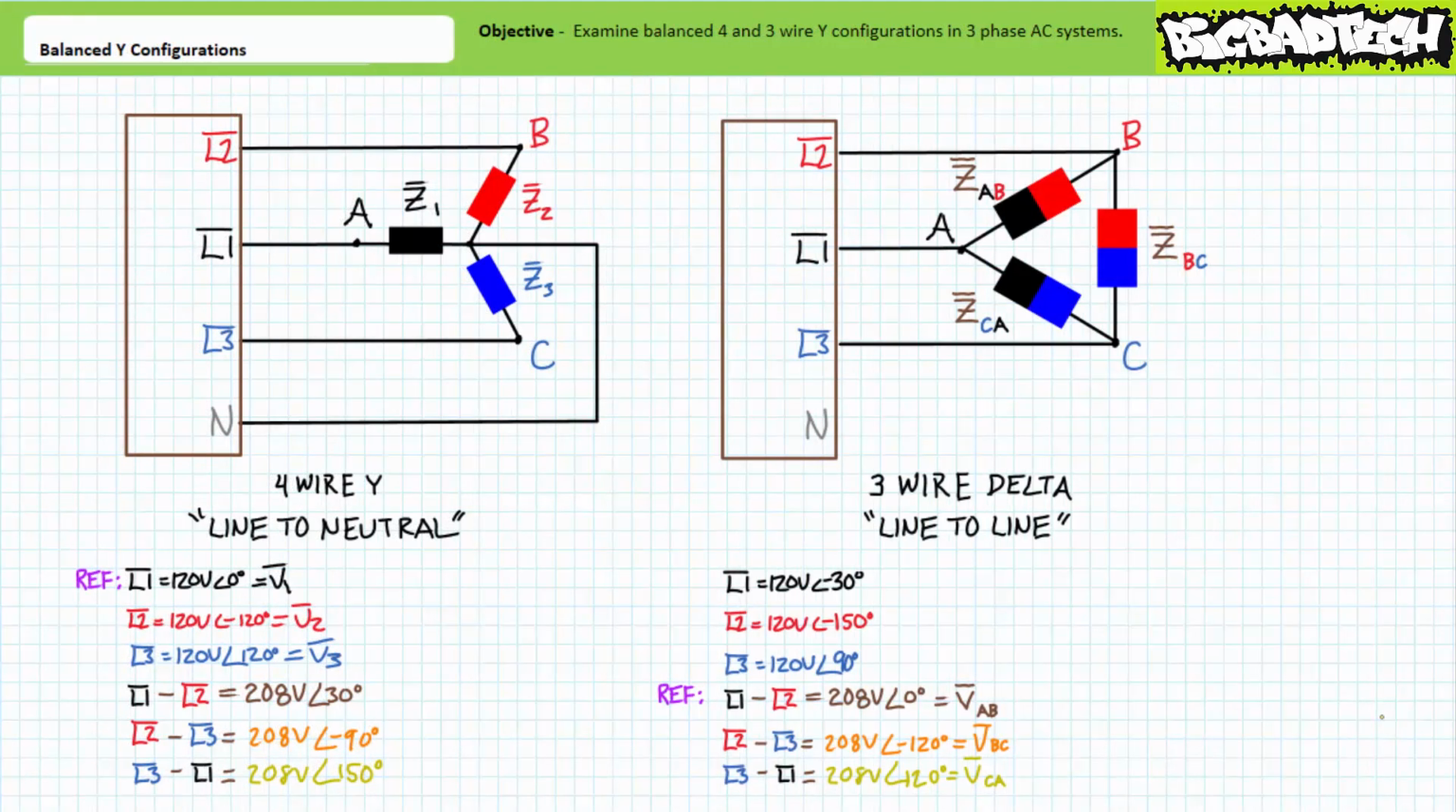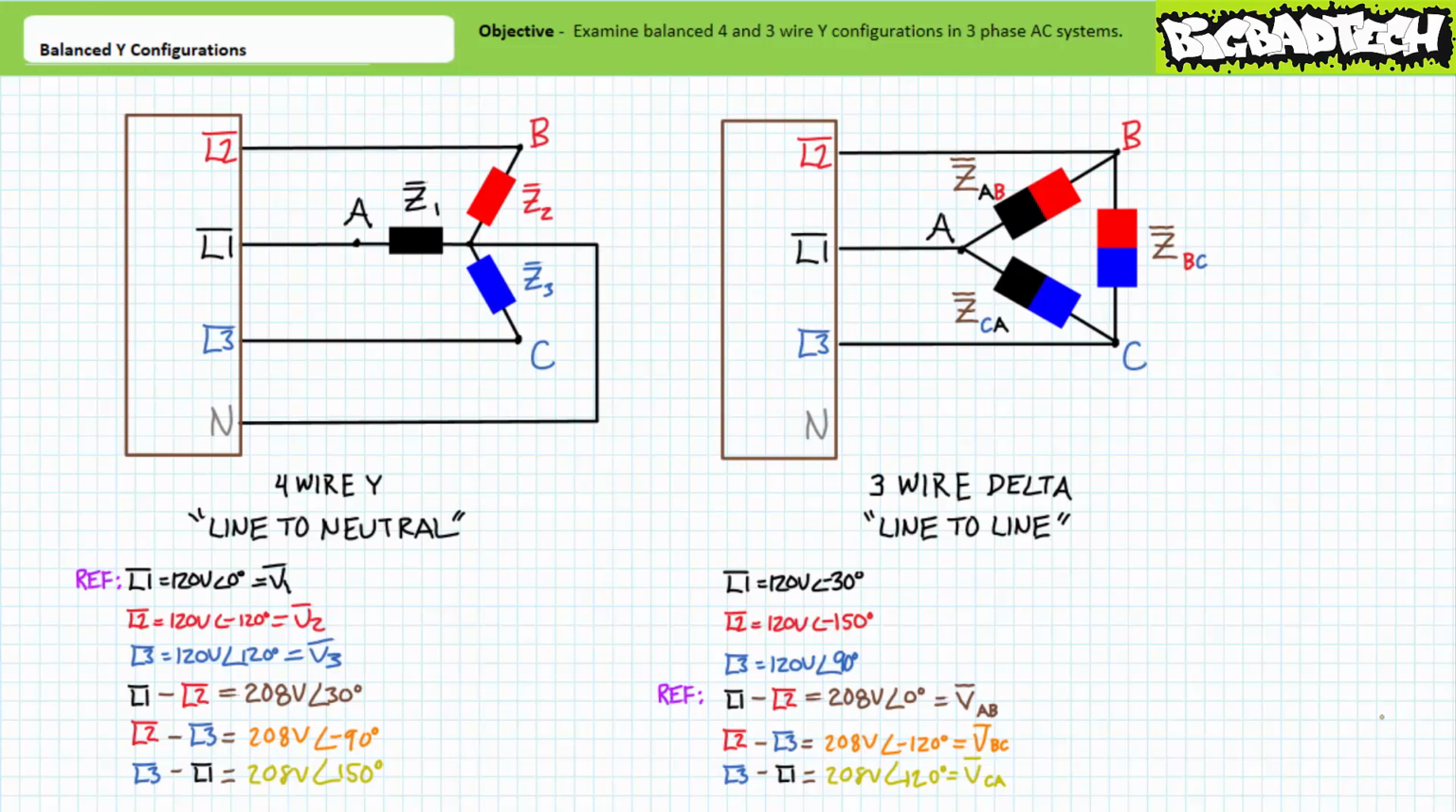For convenience sake, let's assume L1, L2 is our reference. As such, L1, L2 has a phase shift of 0 degrees. L2, L3 has a phase shift of negative 120 degrees, and L3, L1 has a phase shift of 120 degrees. Using this particular reference offsets the line to neutral differentials by a relative 30 degrees.